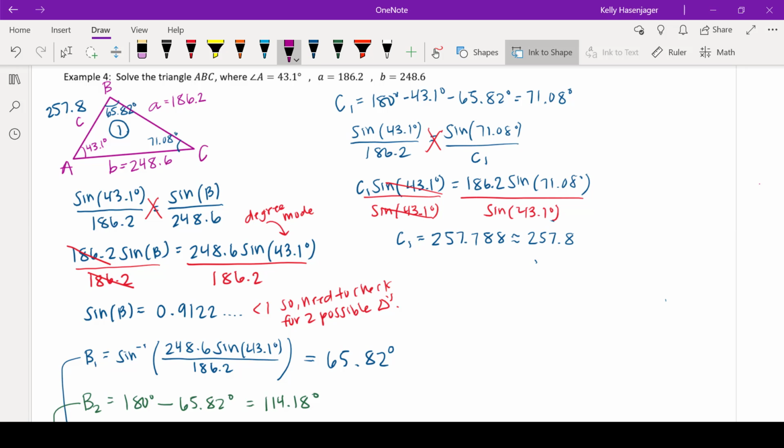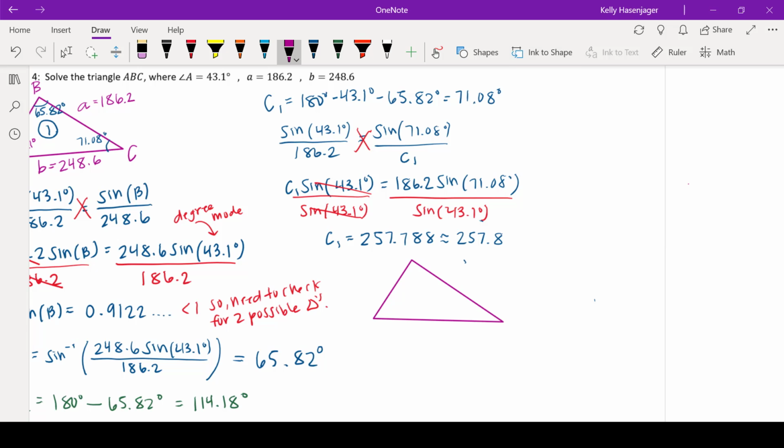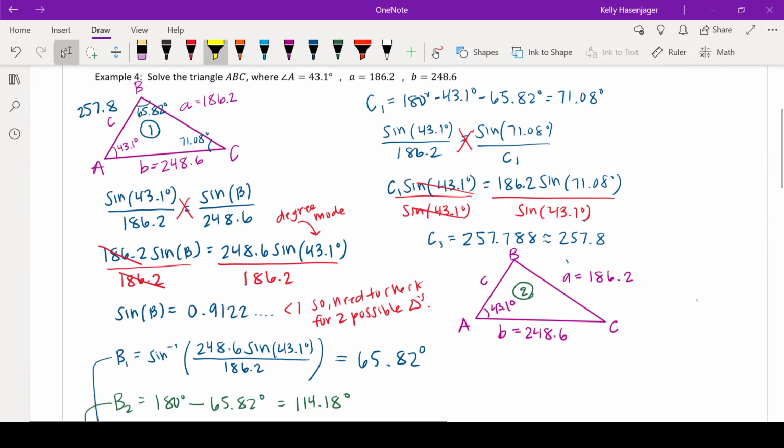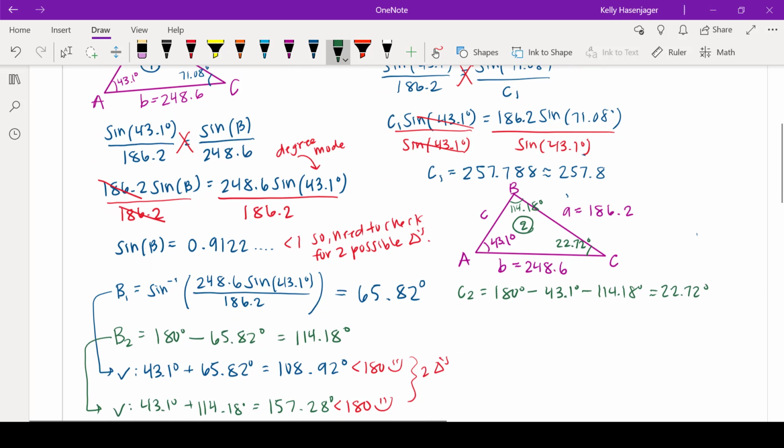So now let's move on to our second triangle. All right, so we still have the given information that the problem gave us. We're going to label this triangle 2, and I'll write in green to show that we're working on our second triangle. So B sub 2, we already found from our previous work, we found that to be 114.18 degrees. So again, an easy task is finding our third angle C. So we'll do 180 degrees minus our other two angles, and that'll give us our C sub 2. Again, we're labeling it C sub 2 because we're working on our second triangle.